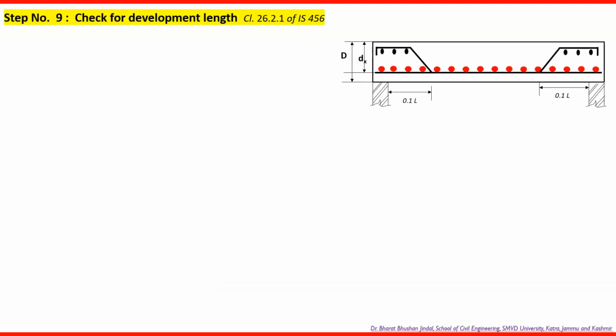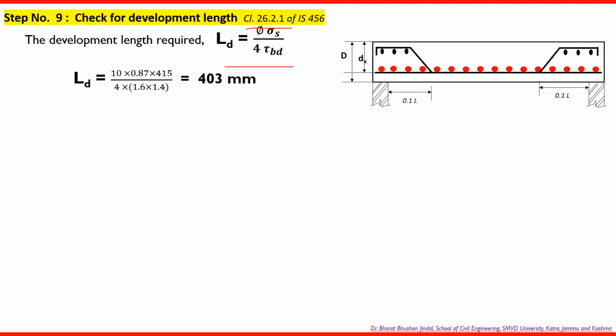Let us discuss and apply the check for development length required. So again we have to refer clause number 26.2.1. Here you can see the diagram which we have already discussed. So we have to calculate first of all what is the development length required. And putting all the information, we are getting Ld equal to 403 millimeter.